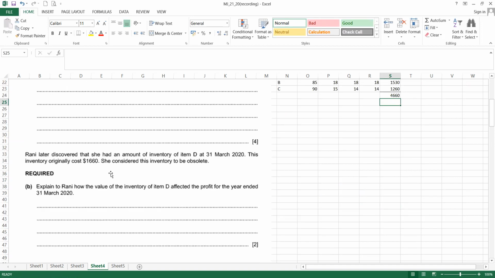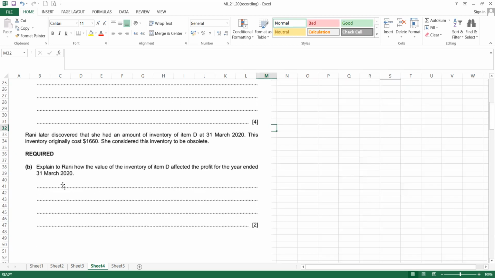Okay, Rani later discovered that she has an amount of inventory of item D at 31st March 2020. This inventory originally cost 1,660. She considered this inventory to be obsolete. Now, let's see what is the question they ask. Explain to Rani how the value of inventory of item D affects the profit for the year ended 31st March 2020.